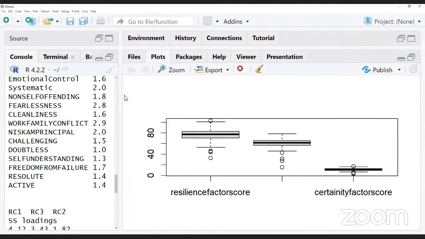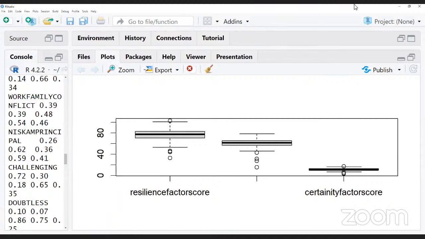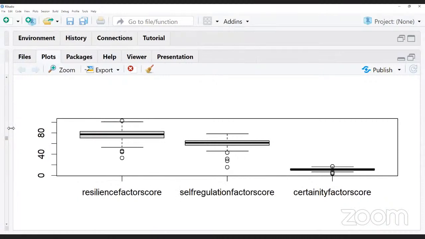Okay, madam, this is the result. Here you can find that the resilience factor score is higher in comparison with self-regulation and certainty. For that reason, both India and Bangladesh were able to cope with COVID, because resilience is a very important variable, an important outcome. So now you can write something on this.